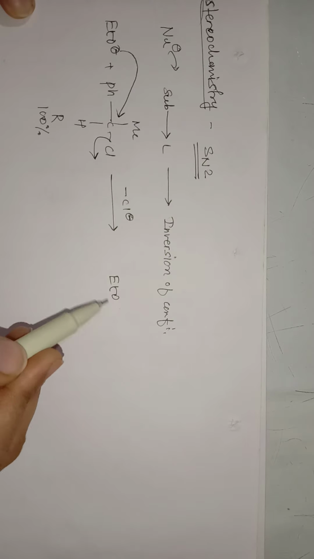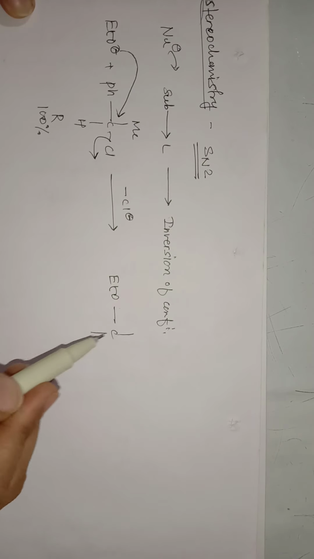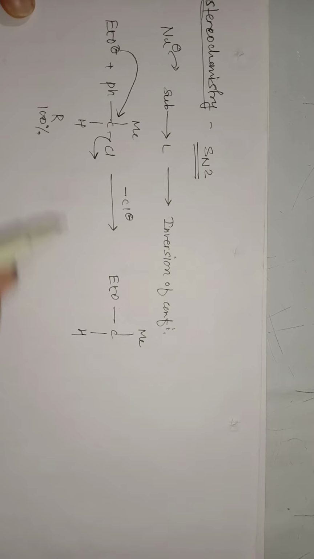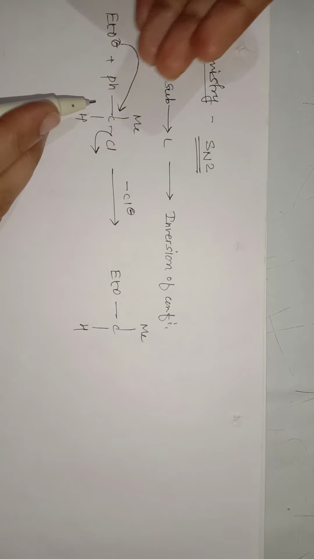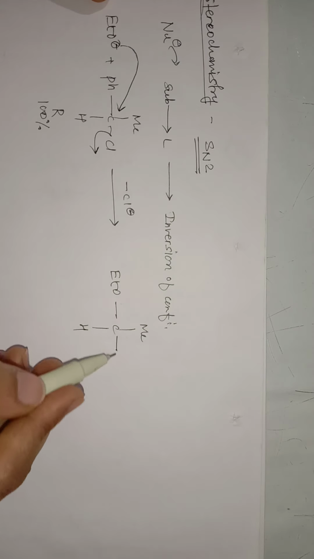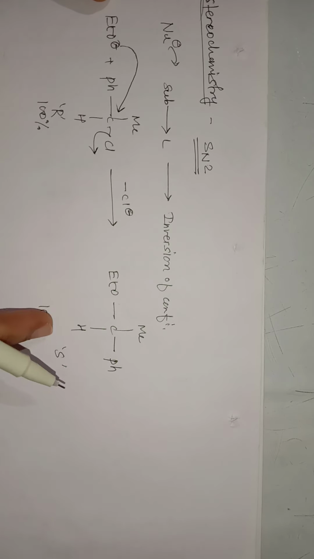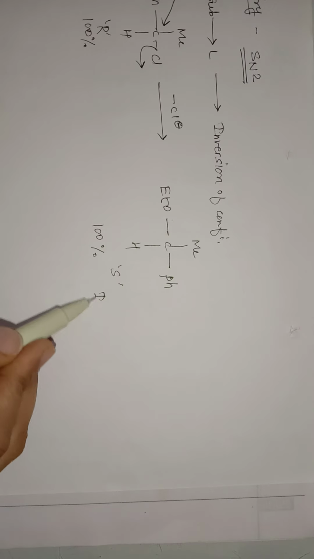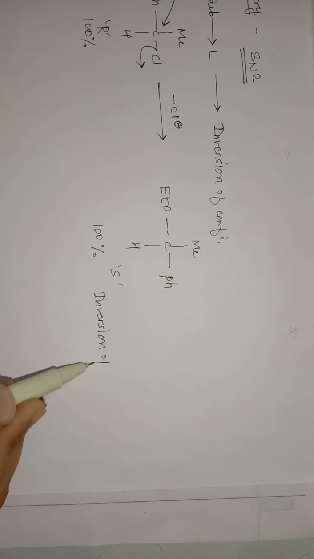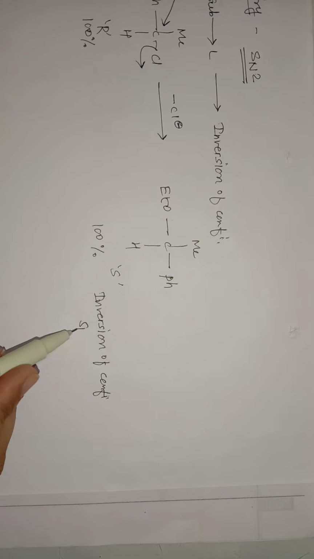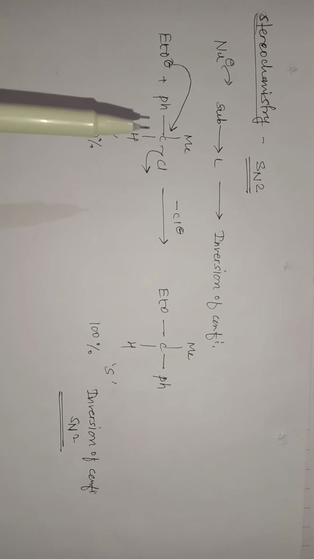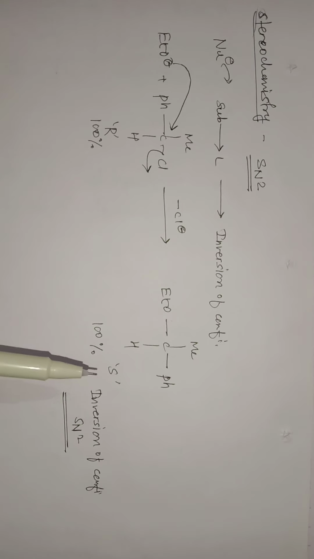So ethoxide, Me, hydrogen remain as they are, and as it is attacking from the backside of this carbon, the Ph group will come to this side. So it will be 100% S configuration. Firstly it was R and totally it has changed to S. So it is a total inversion of configuration. In case of SN2 mechanism, inversion of configuration takes place. But in SN1 mechanism, there was possibility of racemization, and in SN2, total inversion of configuration takes place.